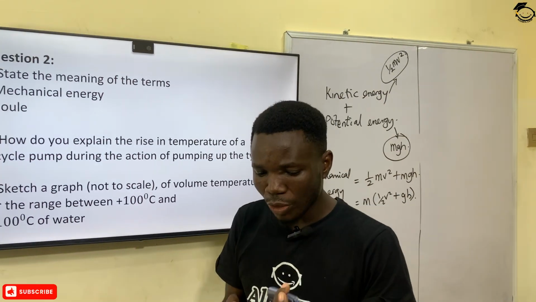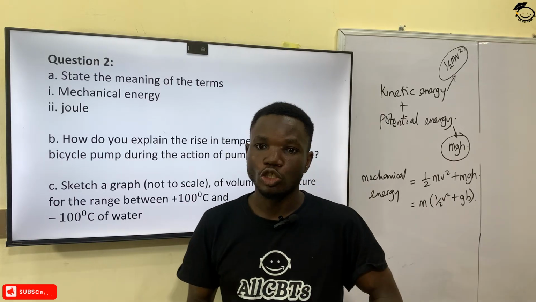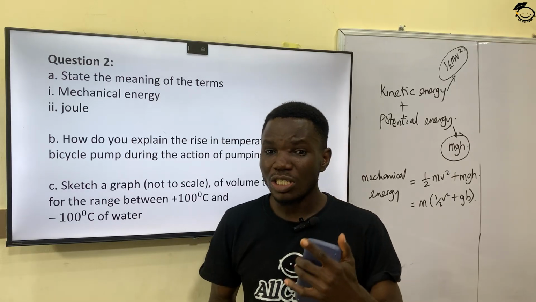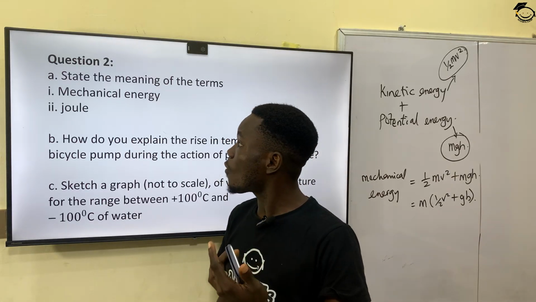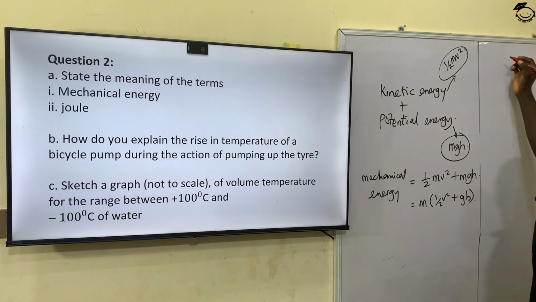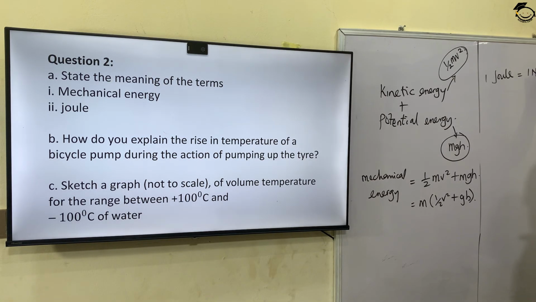Then moving on to the next question, which is Roman figure 2, says we should state the meaning of the term joule. Now, joule is the unit of energy, and it talks about the amount of force per meter. So what we're simply talking about here is your joule. 1 joule is simply saying that what you have done is 1 Newton meter. So your 1 joule is equivalent to 1 Newton meter. Why is it 1 Newton meter?